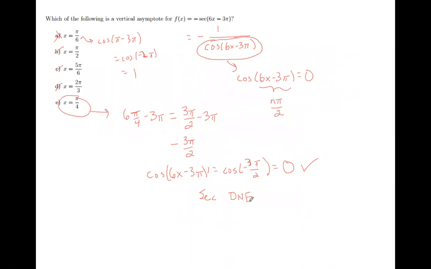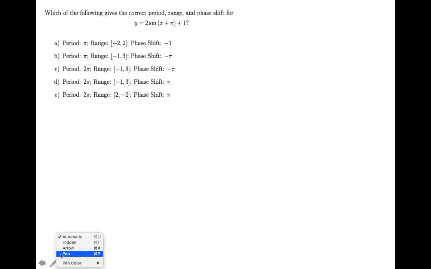Okay, now let's do a couple other graphing problems. We'll do some sine and cosine problems. This problem just asks you to identify some features of a graph given the equation. Here we have y equals 2 times the sine of (x plus pi) plus 1. We want to find the period, range, and phase shift.